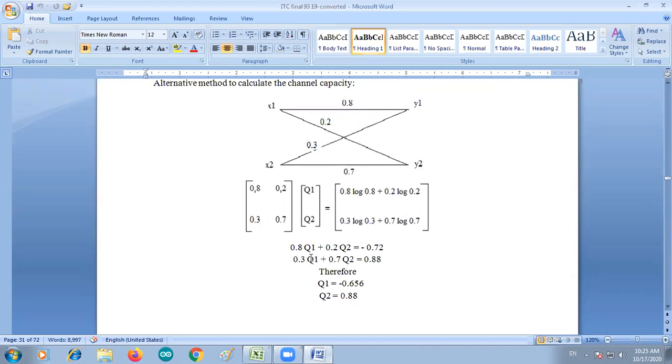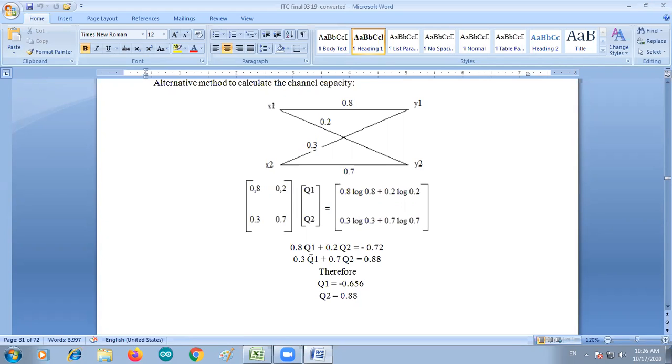Now, there are two equations here. One is 0.8 Q1 plus 0.2 Q2 is equal to minus 0.72. Another one is 0.3 Q1 plus 0.7 Q2 is equal to minus 0.88. Therefore, you can solve these two equations.